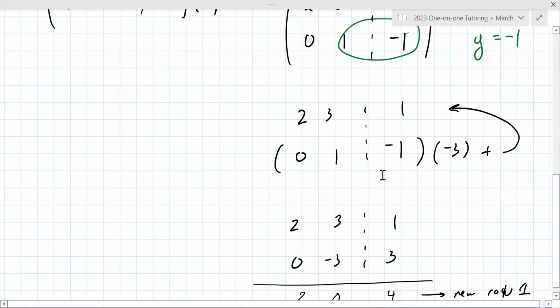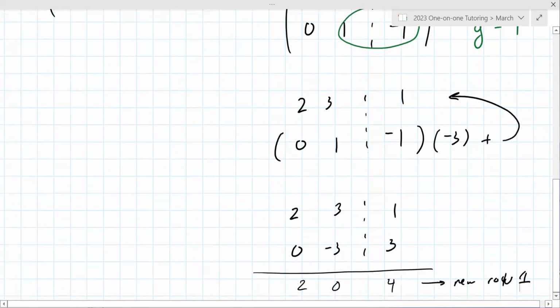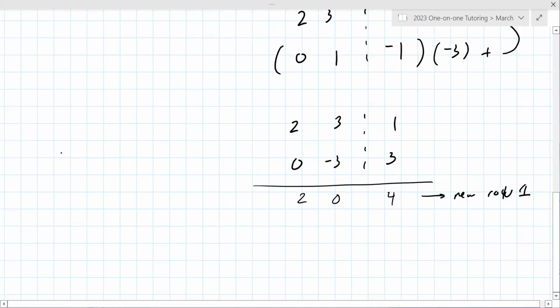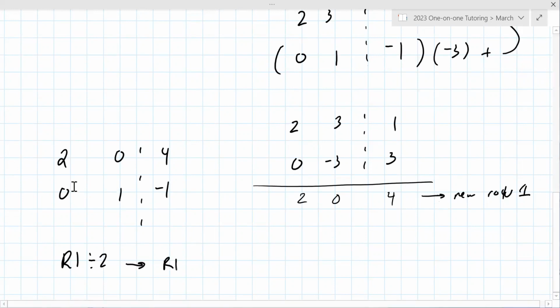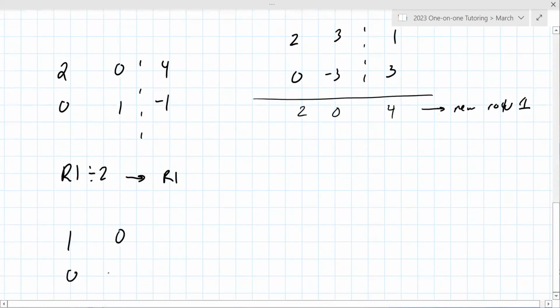One remains as your row 2. Okay. So it's 2, 0, 4 in your row 1, 0, 1, minus 1 in your row 2. And then you take your row 1 and you divide it by 2 to get yourself a new row 1, because you want this to be a 1 in this top left. So it ends up being 1, 0, 0, 1, 2, -1.